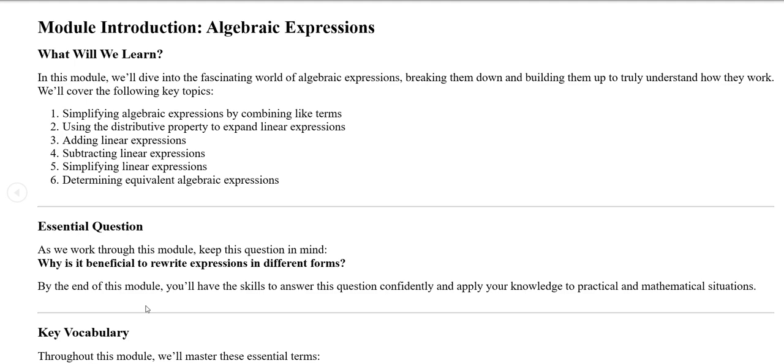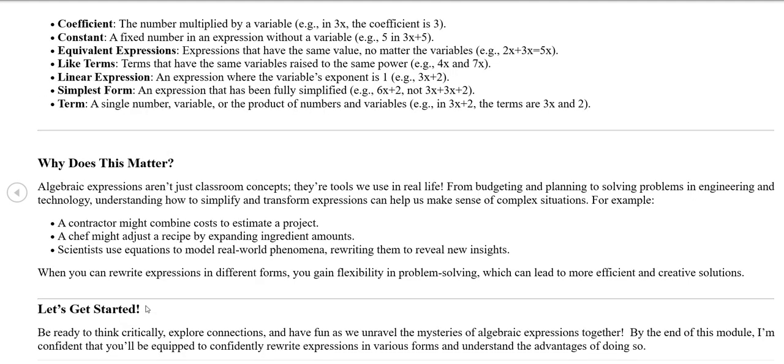Our key vocabulary words throughout this module start with coefficient. A coefficient is a number that is multiplied by a variable. For example, the 3 in 3x is considered the coefficient. We'll also have a constant, and a constant is a number in an expression that does not have a variable. So if we have the expression 3x plus 5, 5 is the constant. There's no variable attached to it.